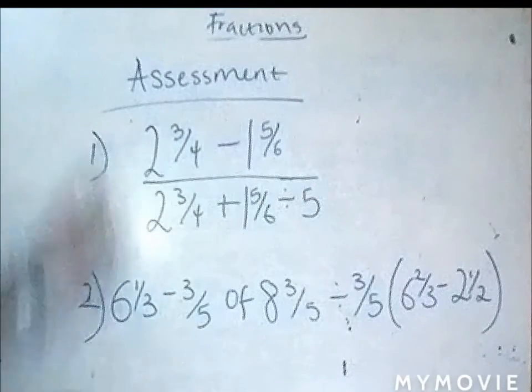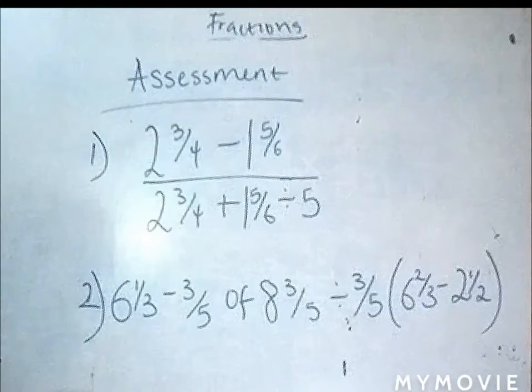So this is the assessment. You can try it out on your own and just try to see if you really understand all we've been discussing on fractions. The first one seems a little bit different. 2 whole number 3 over 4 minus 1 whole number 5 over 6, all over 2 whole number 3 over 4 plus 1 whole number 5 over 6 divided by 5. You just follow the principle. It's a little bit different, but if you follow the principle, I think you'll be able to solve it.